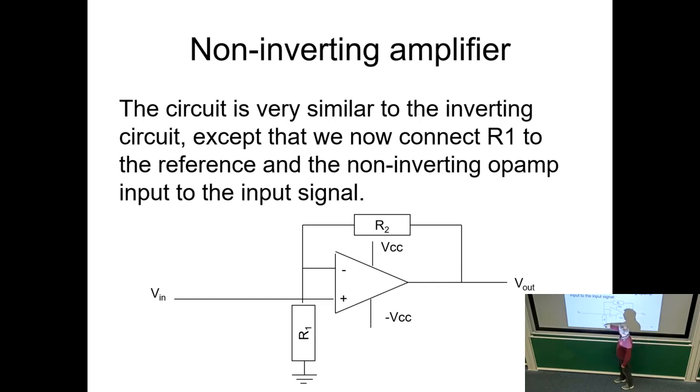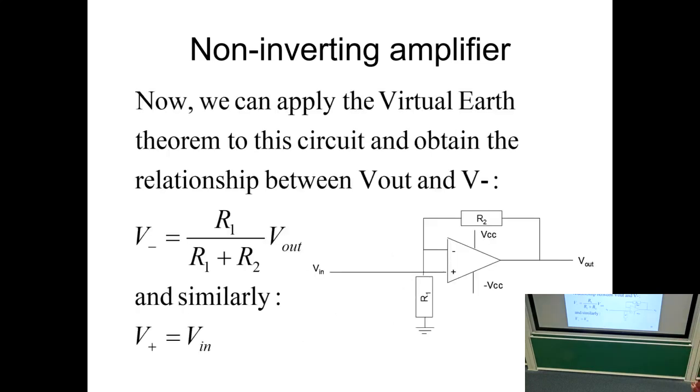And this other one, where the input originally came in, is now grounded. So now we've got this configuration to worry about. And I propose to you that this is a non-inverting amplifier. And we shall show it. So, let's apply the virtual earth theorem to this circuit. The virtual earth theorem says there is no difference in the voltage between these 2 points.